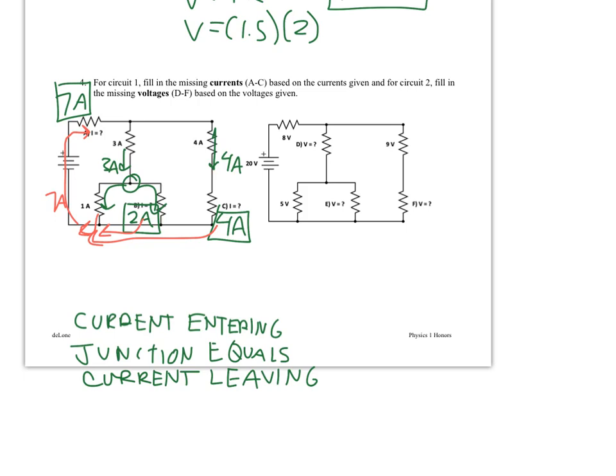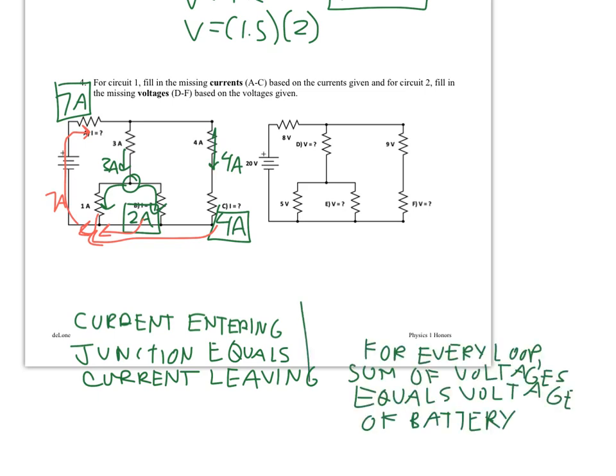For the second one, we're going to think about our rule for voltage. The deal is that every loop must add up to the voltage of the battery. That's our big idea for voltage. We also know that any resistors in parallel, like what we have right here, must have the same voltage. Okay, so I'm going to start by just filling in 5 volts for E.